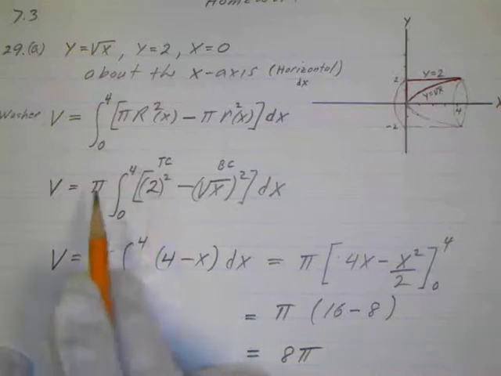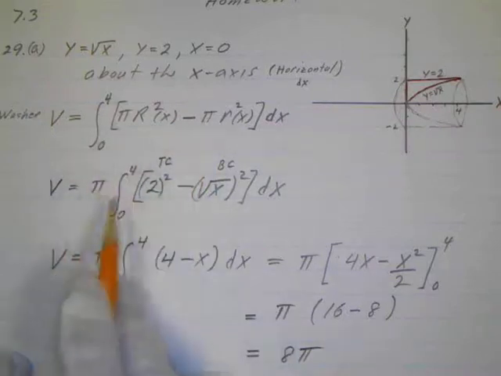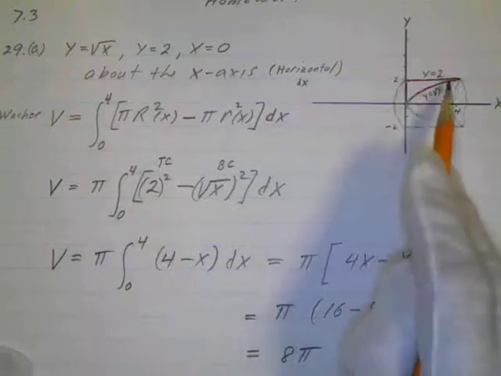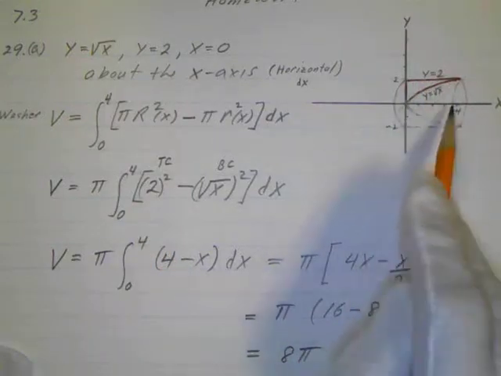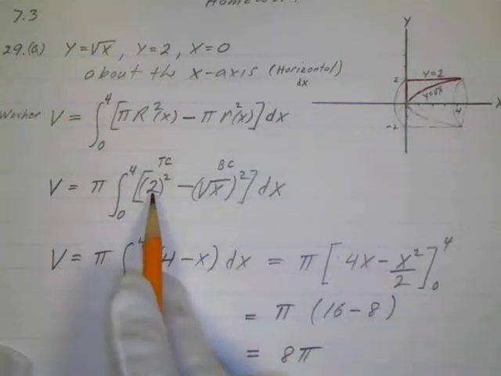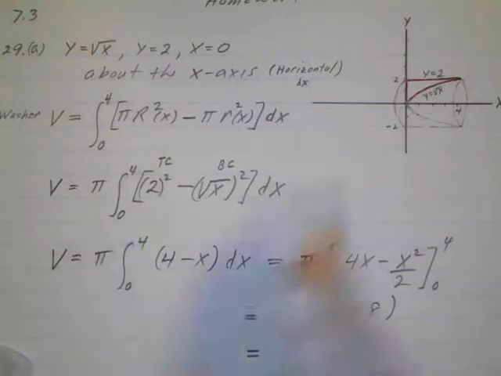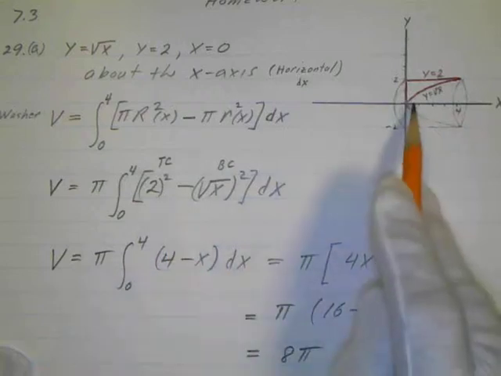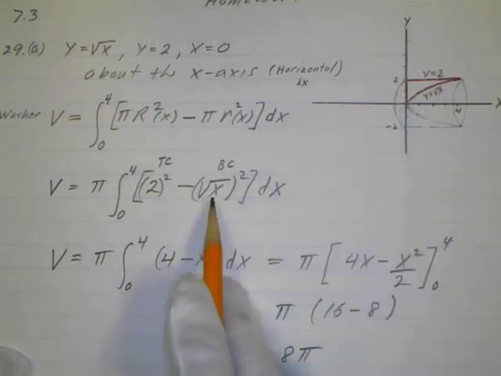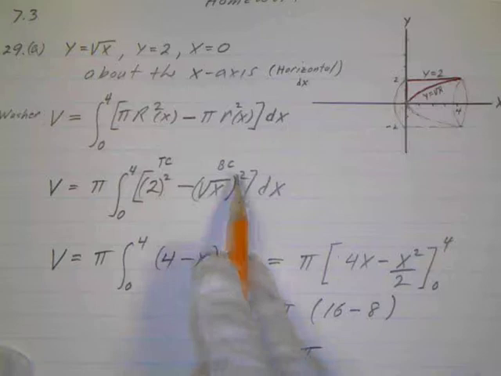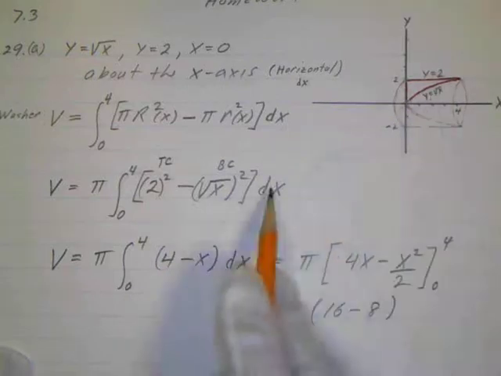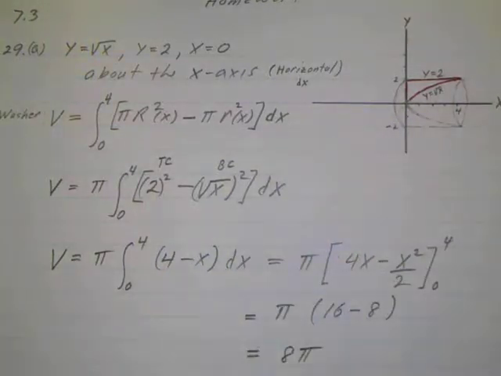So the top curve is the large radius, and I took out the pi. So I've got the volume equals pi times the integral from 0 to 4 of my top curve, the whole cylinder, which is 2 squared, minus the inside portion, which changes as we go along. That's the square root of x squared, the bottom curve, dx. So that's basically how you set up the washer portion of it.